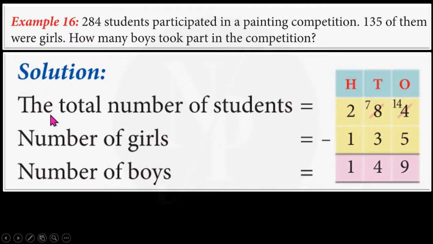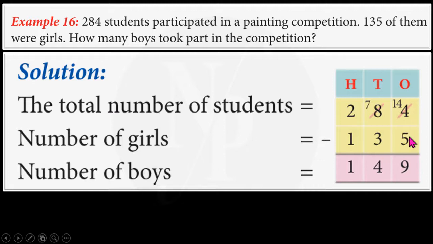Solution. The total number of students participated in the painting competition was 284. The number of girls participated in painting competition were 135. Therefore, on subtracting 135 from 284, we get the number of boys participated in that competition.